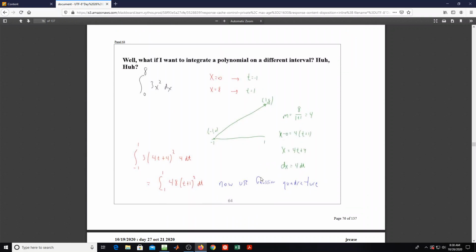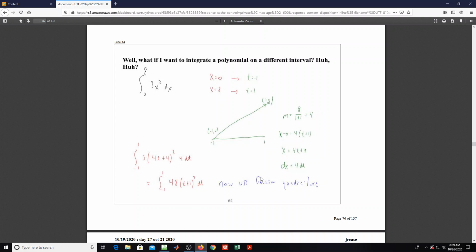Okay, now the one difference is that what if you want to integrate on a different interval? So let's say you want to do the integral of 3x squared dx from 0 to 8. What you have to do is a translation of variables and get it from 0, 1 to -1, 1. So you translate it to -1 to 1, and then you use Gaussian quadrature.